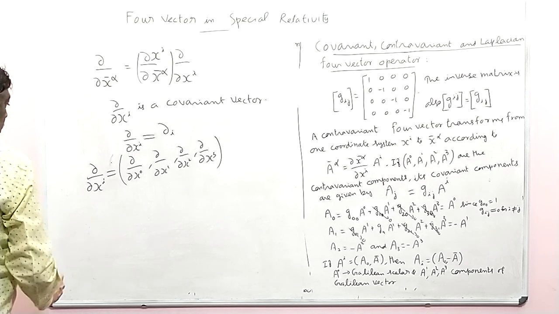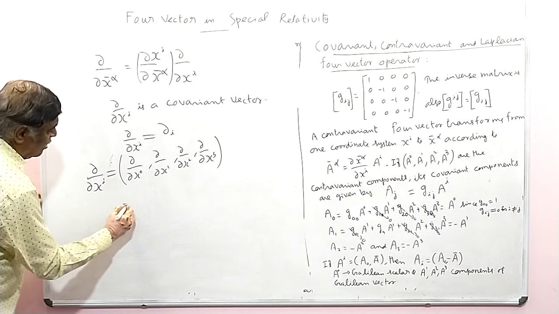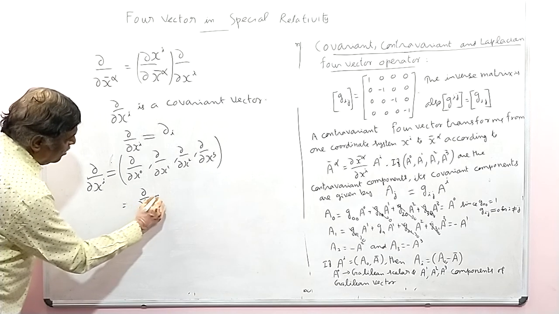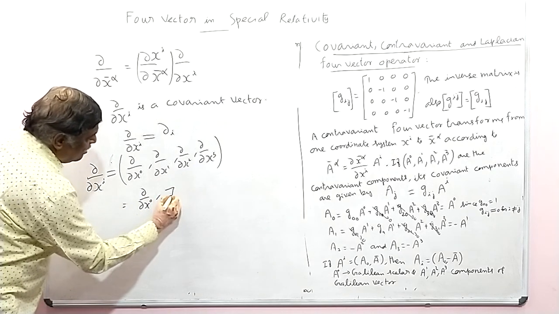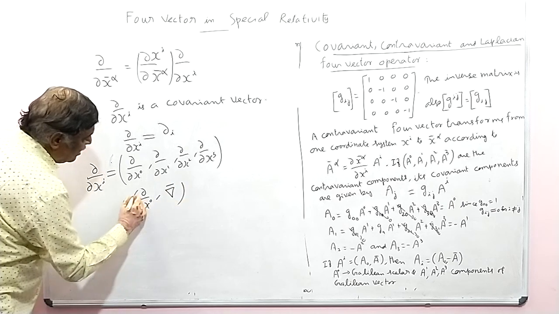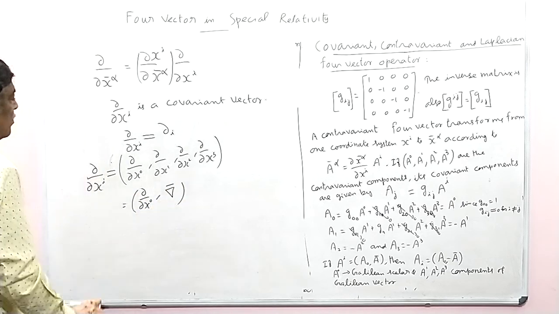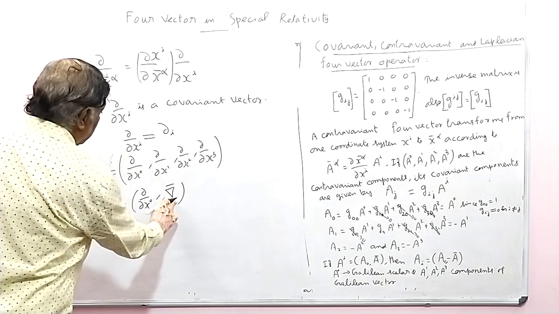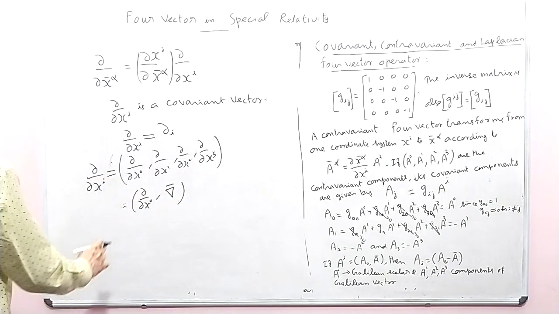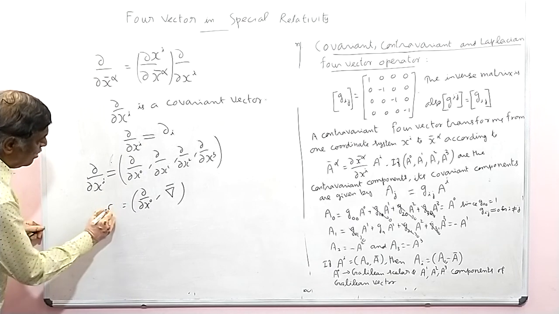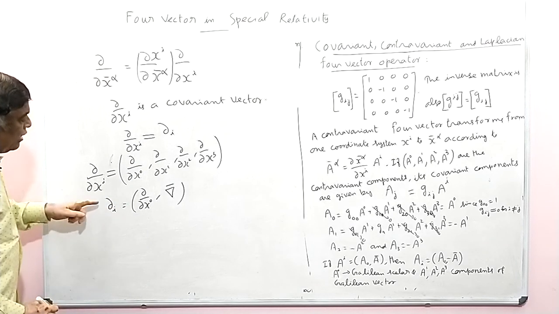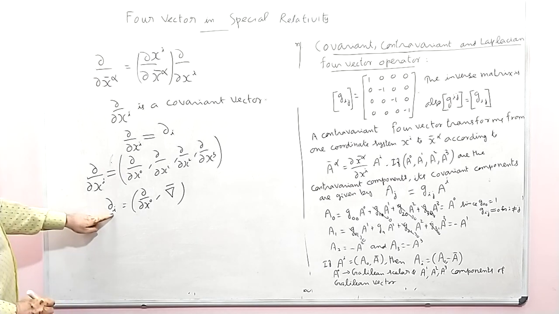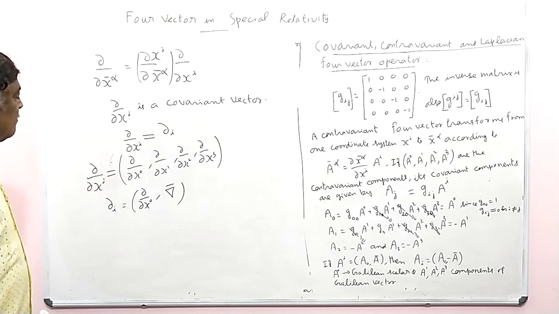Now this is a partial d by dx0, and this can be expressed as a delta. The 3 vectors, this is the gradient, d by dx1, d by dx2, d by dx3, which is your delta. So this di is a partial derivative, a covariant vector, expressed in this one.